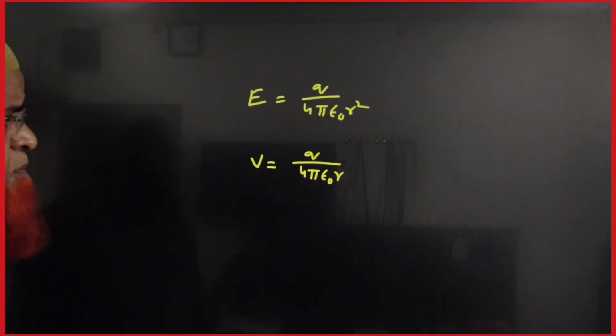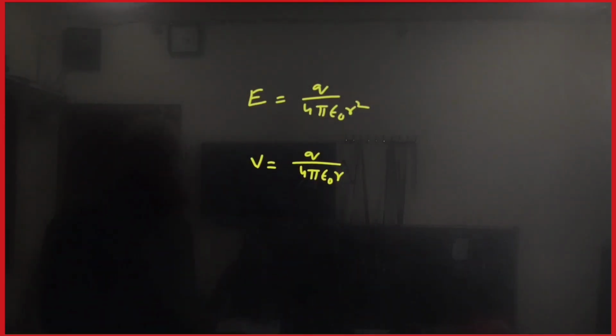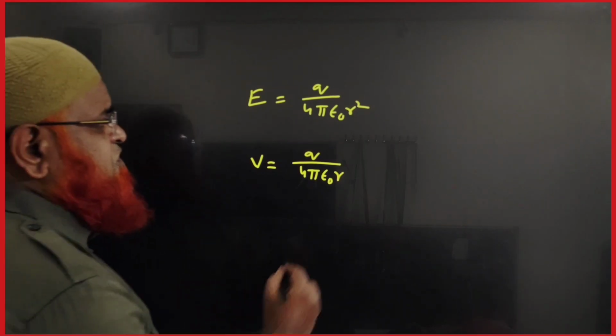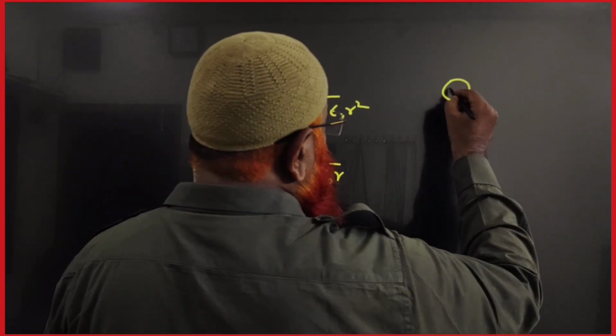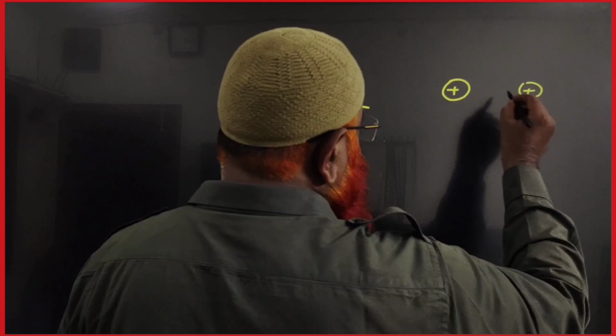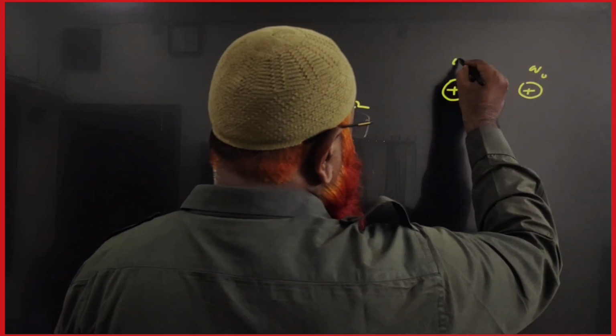This is the formula for electric potential. Why do we have to consider these formulas? We shall discuss in detail here now. First of all, for example, any charged particle is there, and another test charge is there, Q naught, and this is Q.